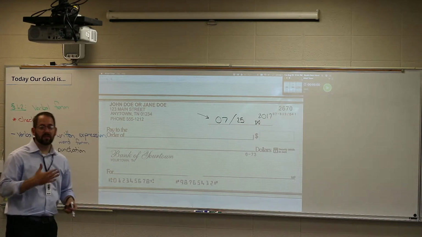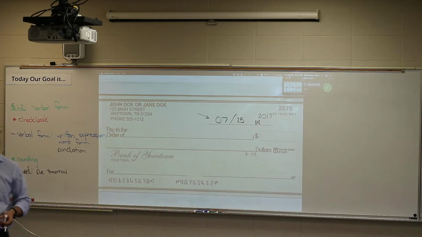Now here's the weird thing we forgot to discuss yesterday. When you're writing a check to somebody, the date has to be current. You cannot cash a check that is dated in the future. Think about that. So if somebody were to write you a check that's dated for September 11th this year, that's in like 2 weeks. You can't cash it until September 11th.